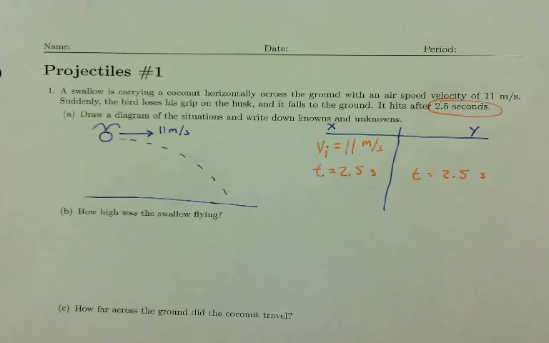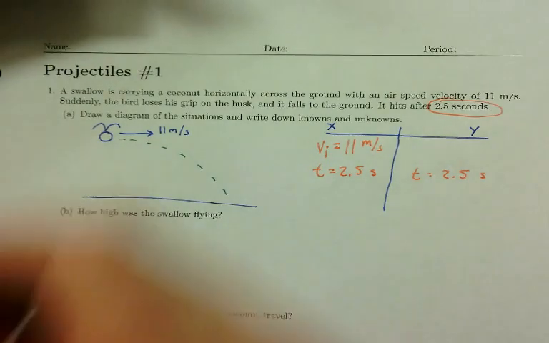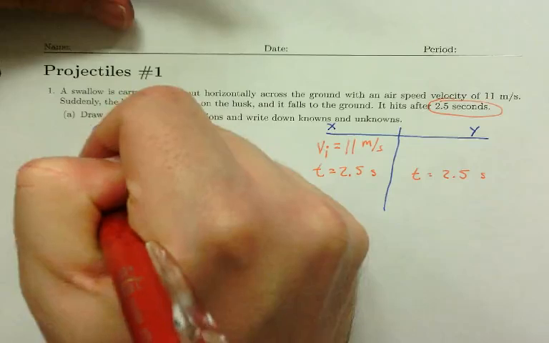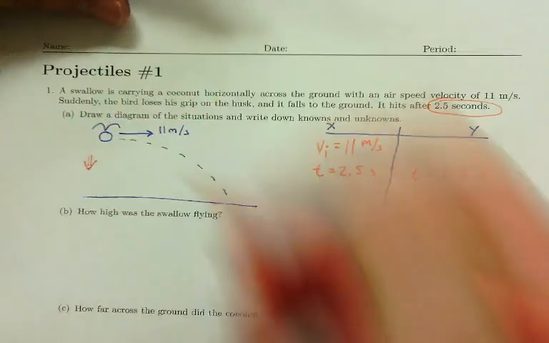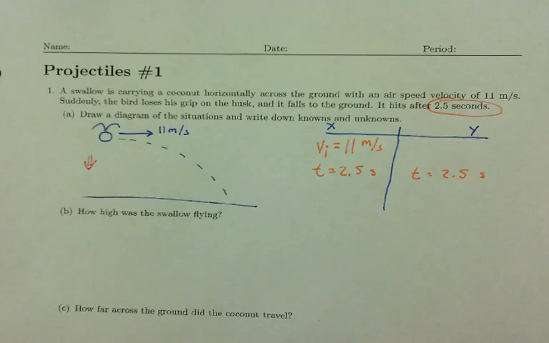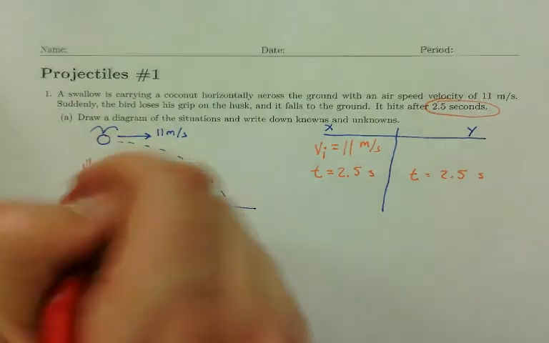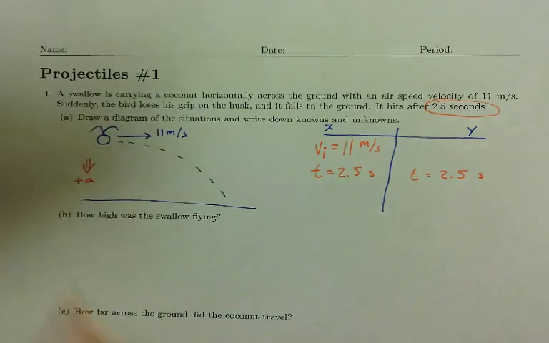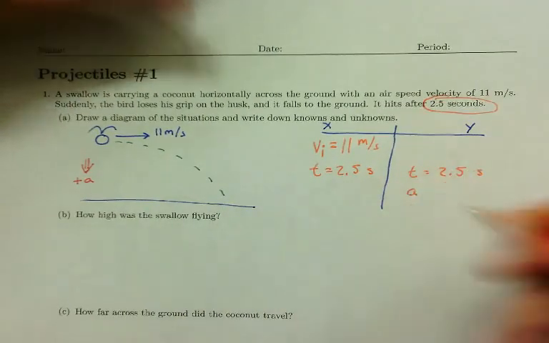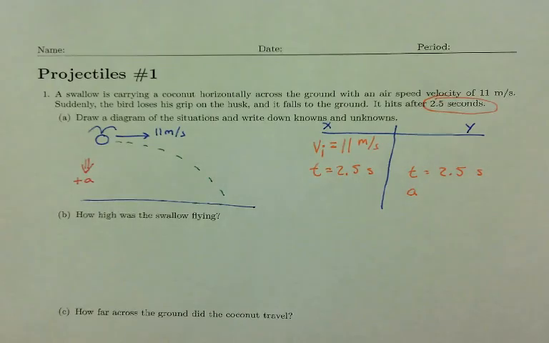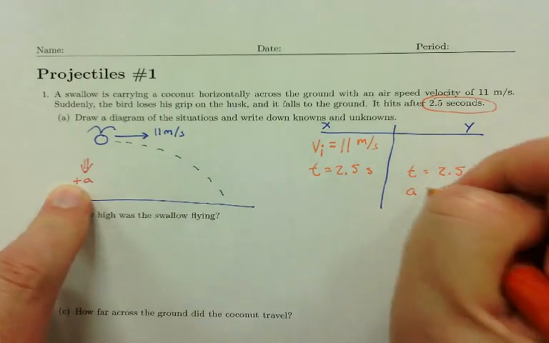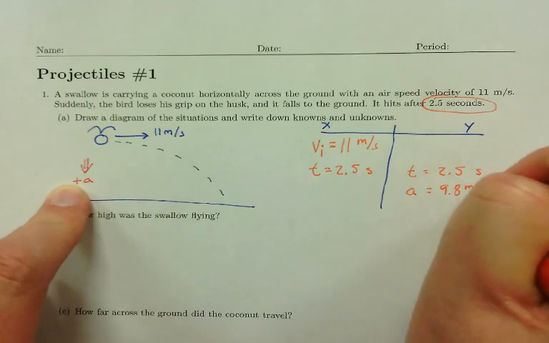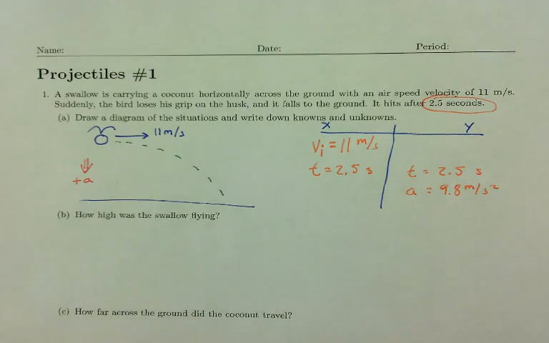And there's another thing we know: the acceleration of gravity. Gravity pulls these things down. Just like in previous problems, you have the option to decide which way is the positive acceleration. This time I'll say that down is the positive direction. So my acceleration, which is going up and down in the y direction, is positive 9.8 meters per second squared.